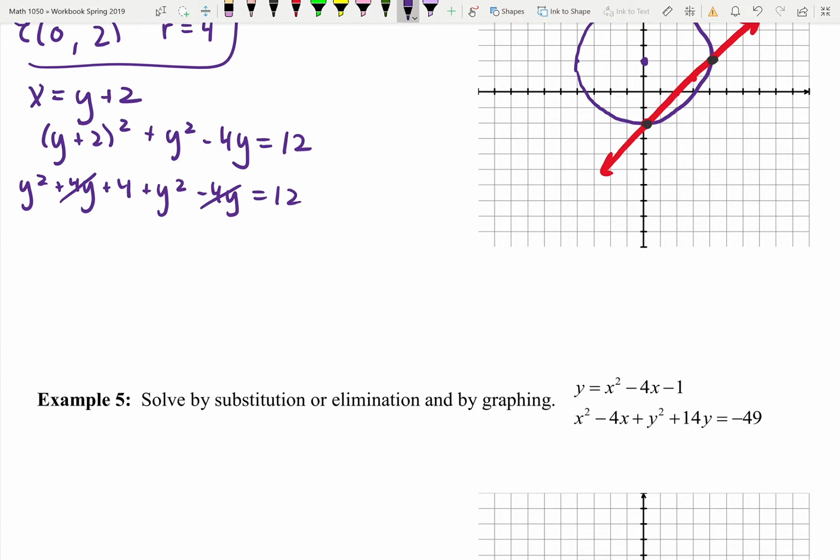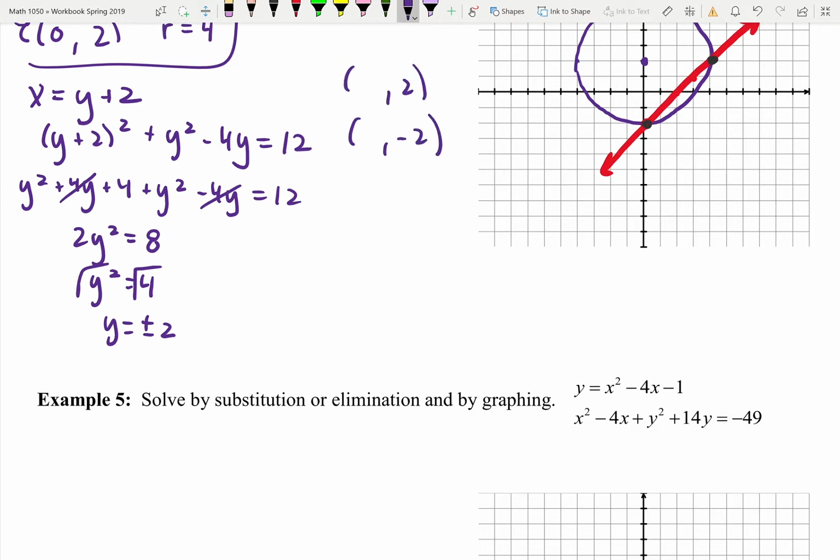So now all I'm going to have is a y squared and a number, and I would rather square root that personally. So 1y squared and 1y squared is 2y squared. I'm going to pull the 4 to the other side, and I get an 8. And now I divide by 2, and I get y squared equals 4. And now I square root and I get y equals plus or minus 2. So I have one answer that has a 2 and one answer that has a negative 2.